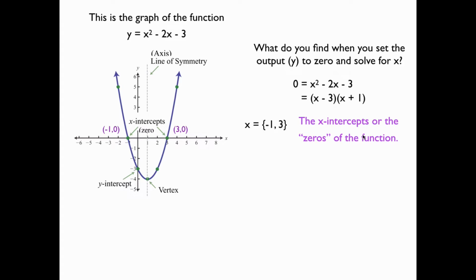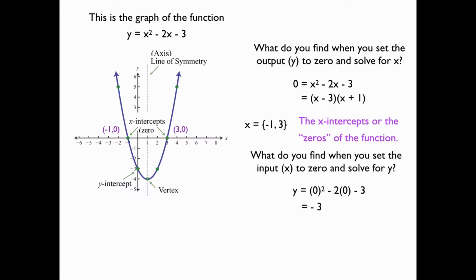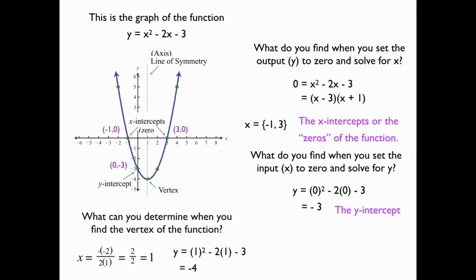All right, next. What do you find when you set the input x to 0 and solve for y? And if you said the y-intercept, you'd be correct. And finally, what can you determine when you find the vertex of the function? So if you find the vertex of the function, what are you determining? And that would be the maximum or minimum output of the function.